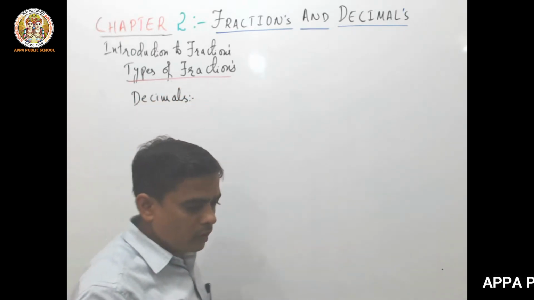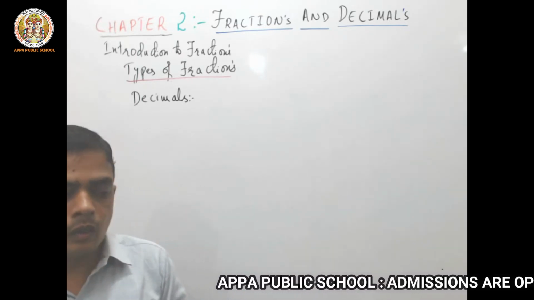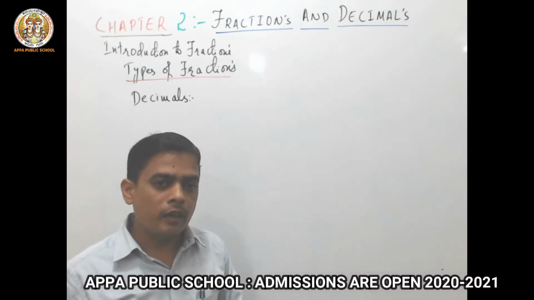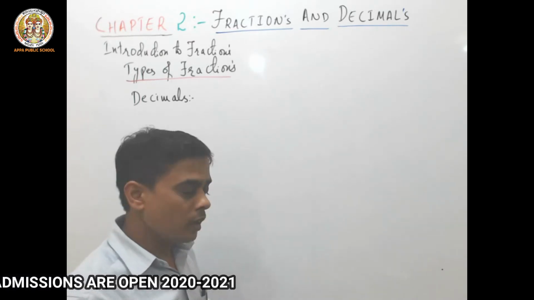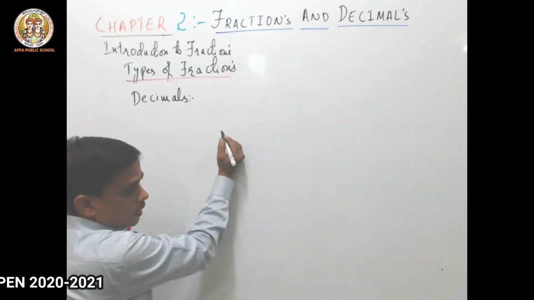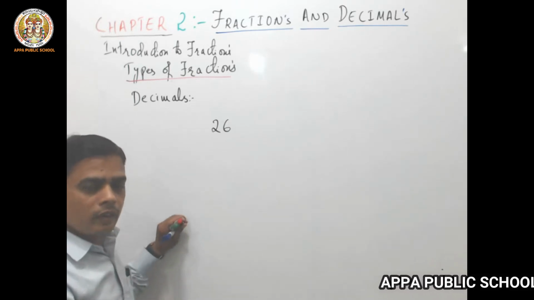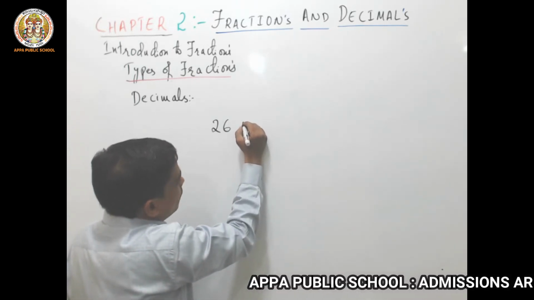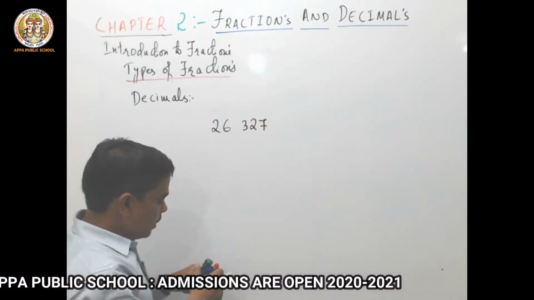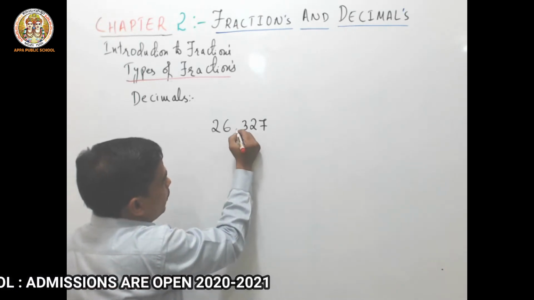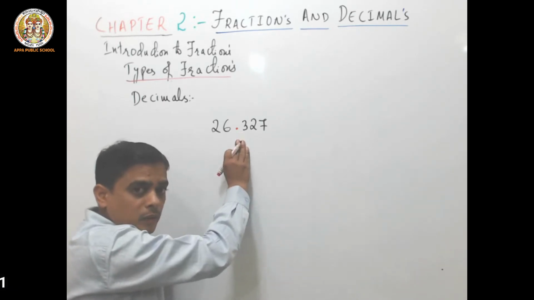So what is a decimal? A decimal is a number whose integer part and the fractional part is separated with a decimal point is called as a decimal number. Okay. An integer or a whole number with its fractional part is separated by a decimal point is called a decimal part. Okay.